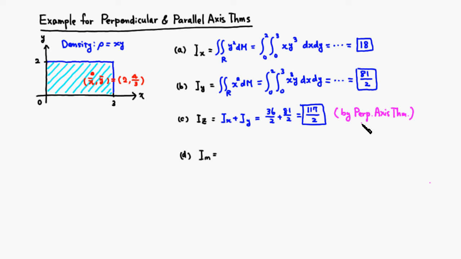How about I sub m? This is the moment of inertia about the center of mass. Remember that we have the parallel axis theorem, which tells you that I is equal to I sub m plus total mass times d squared. In this case, I could be any axis parallel to z, so how about the z-axis itself? We can put z here too. Then if you want I sub m, you can just solve for it: I sub m is equal to I sub z minus m d squared.